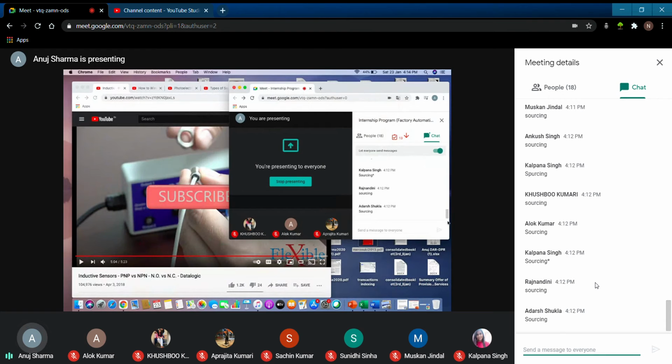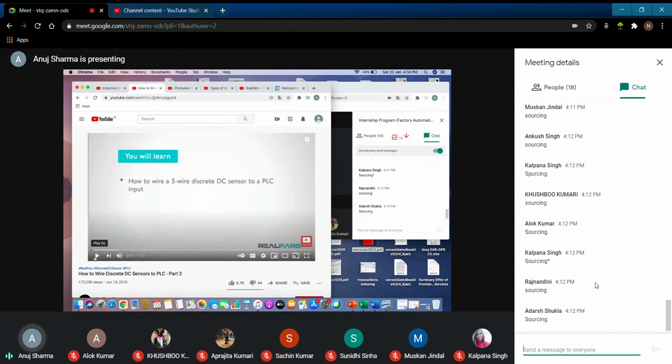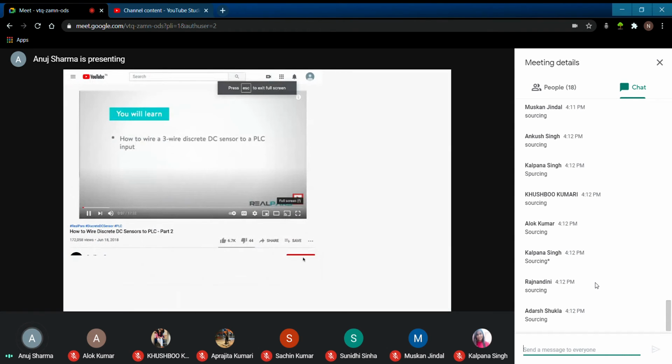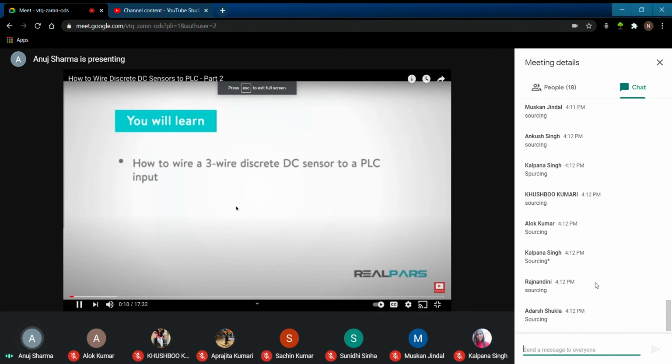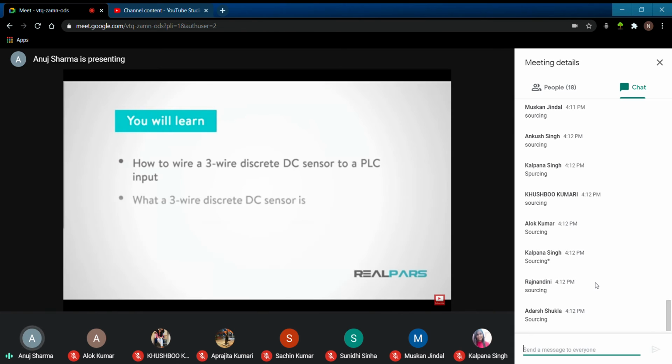Okay, now let us have a very quick look at how to wire this. Now you understood how NPN and PNP sensors are different. Now let us go to this. Wire a DC sensor, like an inductive proximity sensor, to a PLC input card. You'll also learn what a 3-wire discrete sensor is and recognize some of the common types of 3-wire discrete sensors.